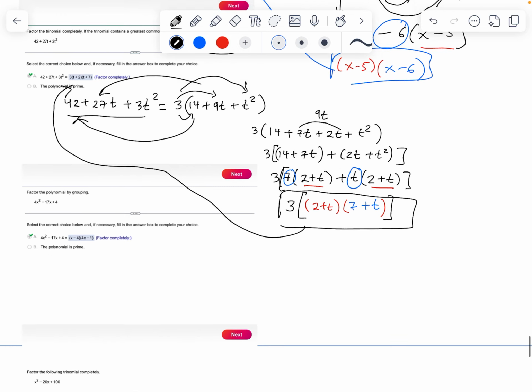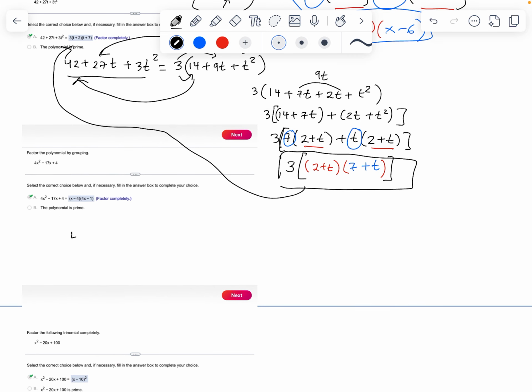And here they say to factor as well. So I have 4x squared minus 17x plus 4. So what do we do here? It comes back again to this very same thing, right? To factor this, you want to rewrite this equation, and then from rewriting it, you tell yourself how to go after that.